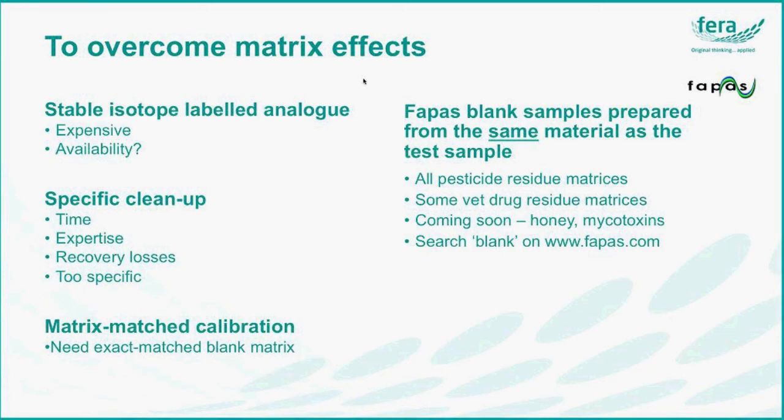So what about a matrix match calibration? You need an exact matched blank matrix to do this. So fortunately, Fapas blank samples are available, and these are prepared from exactly the same material as the test sample. So when we prepare a material, we have a bulk of blank material which we divide in two, partly for blank samples, partly for the spiked test sample.